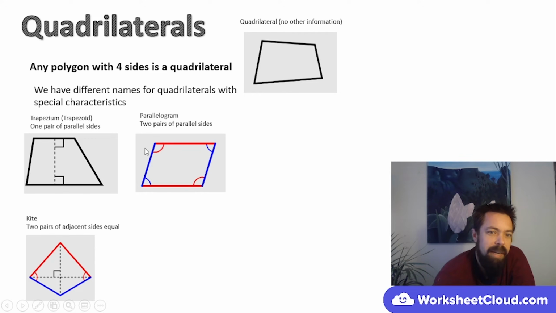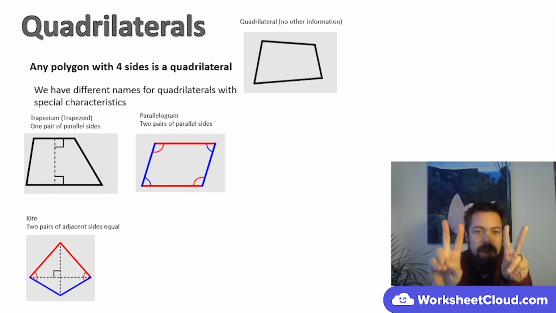And there is stuff about angles, but again, not going to go into that. All right, so a parallelogram has two pairs of parallel sides. The opposite sides are parallel.